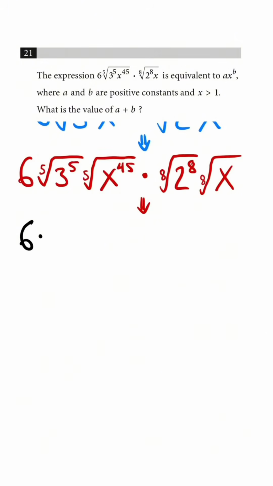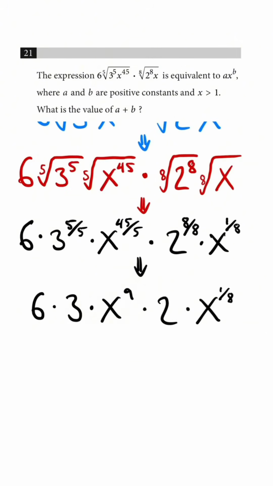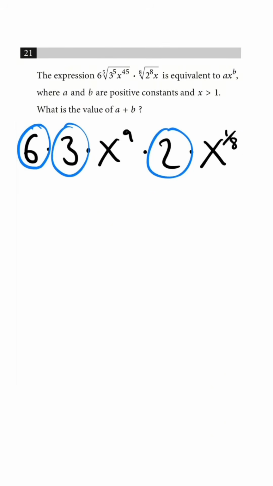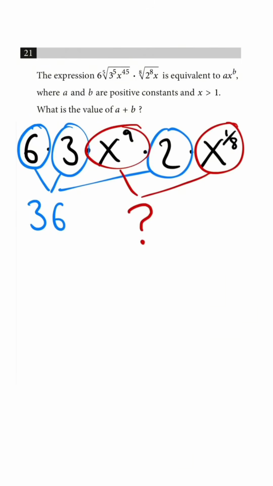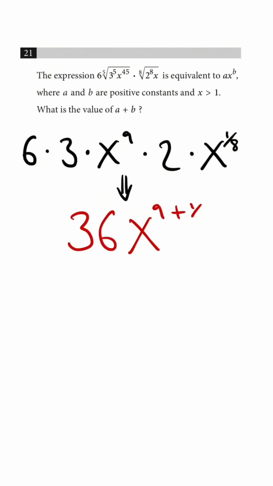Now, when we apply this rule and simplify the exponents, we get 6 times 3 times x to the 9th times 2 times x to the 1/8. And now all we have to do is combine the constants to get 36 and combine the two powers of x, which brings up one more rule. When we multiply two numbers with the same base, we can write a single base and add the exponents. So x to the 9th times x to the 1/8 is equal to x to the 9 plus 1/8 power.